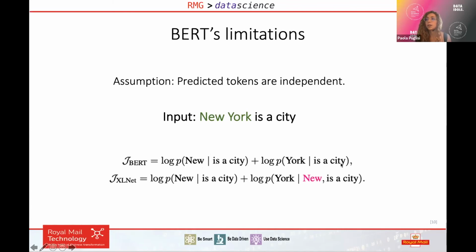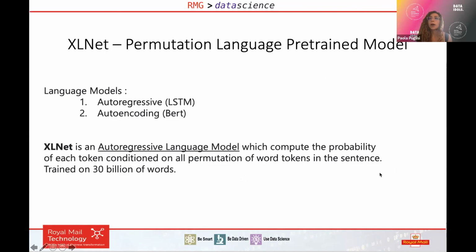Also to remember is that 80% of the time we will mask the words to predict. So New will learn with a masked York, which isn't convenient, and the same way around for York. So that is why a new model has been created.